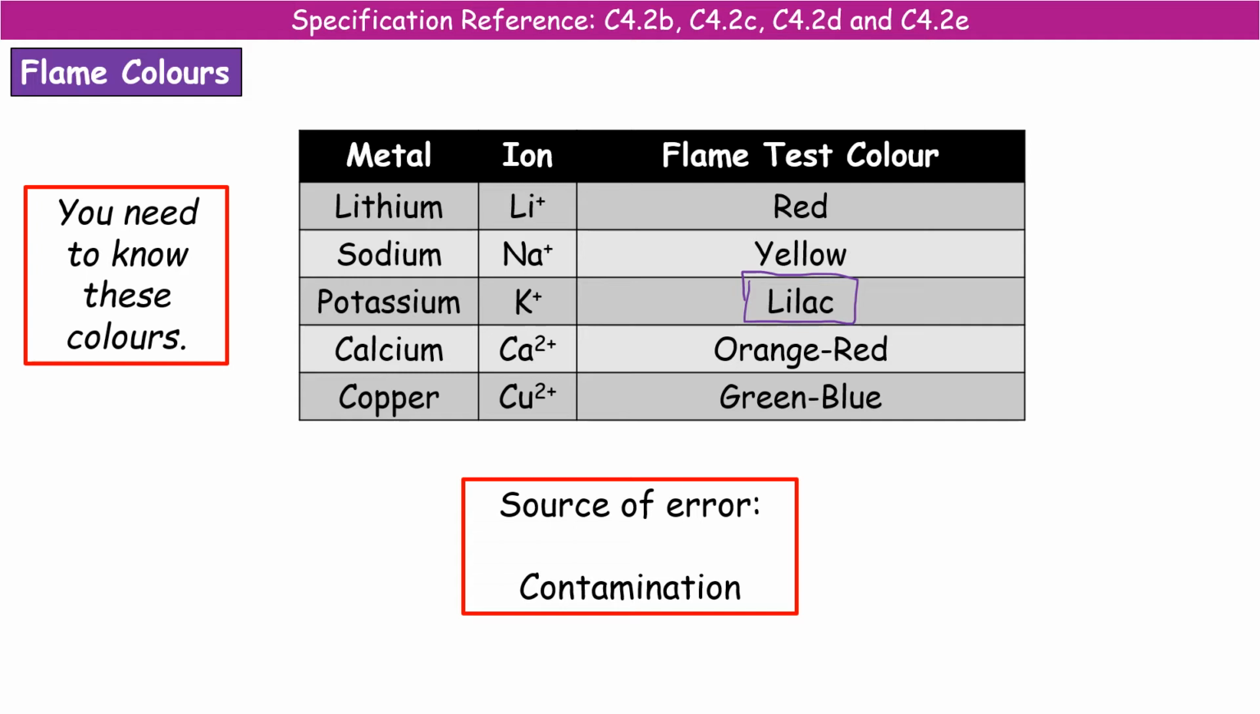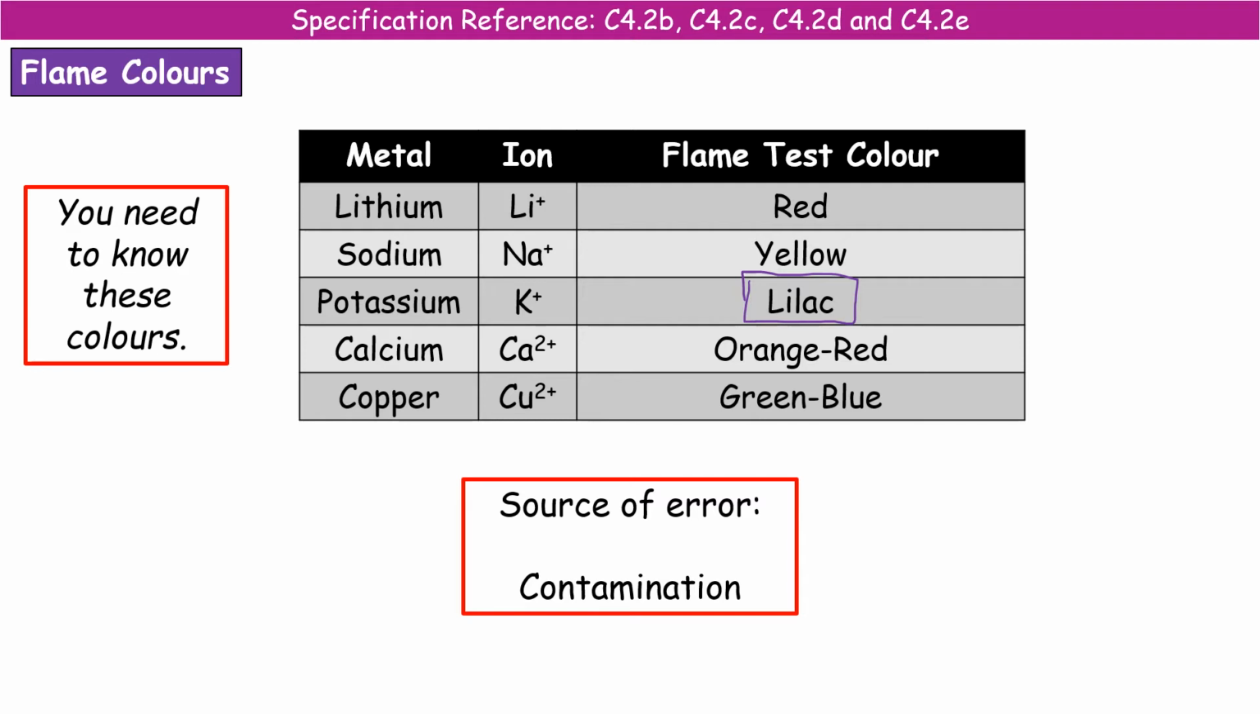What we will find is that there is a potential source of error in these if there's any contamination. So if there's any bits of powder or solution that have fallen into the Bunsen burner, then you could get some different colours there. If you haven't cleaned your loop properly, there could be some other chemicals present that would give you a different colour. So we need to know these 5 because they're the only ones they're going to expect you to know, but you also need to be mindful of the fact there could be some errors if there's contamination.